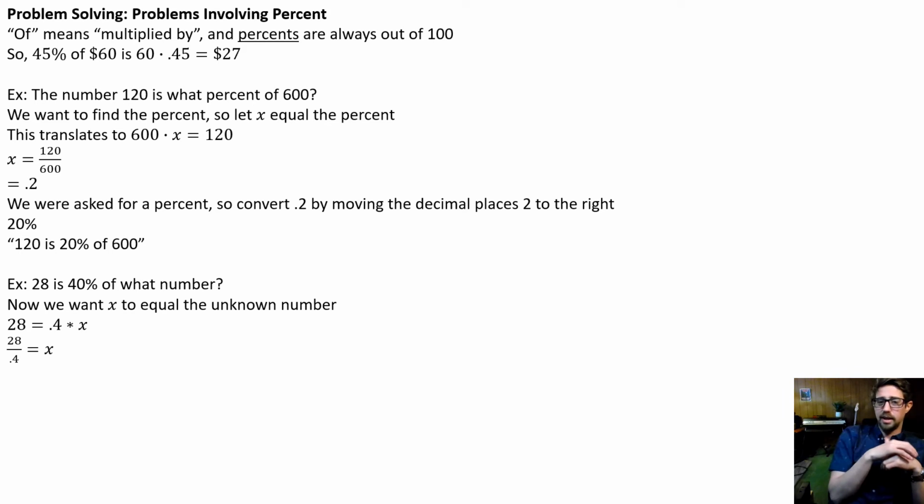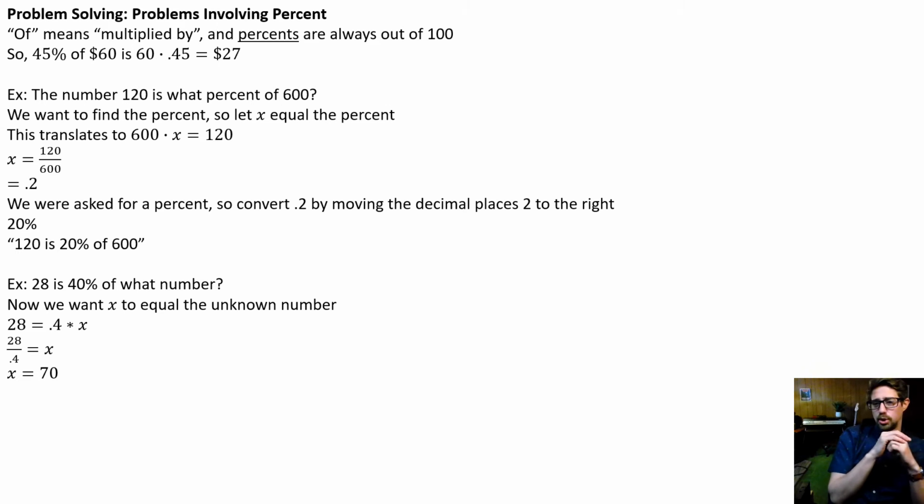Go ahead and do that on a calculator. It looks weird, but when we divide a number by a tiny number like 0.4, it actually gets bigger. And think about why that is. 28 is 40% of some other number. That number should be big. That number is going to be bigger than 28 because 40% of that number is 28.